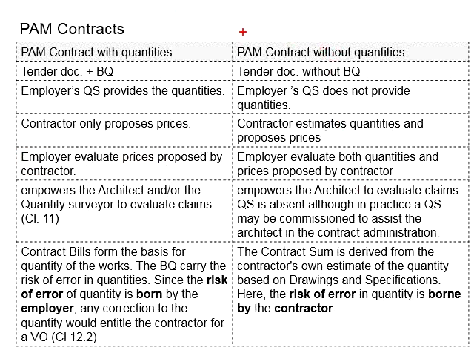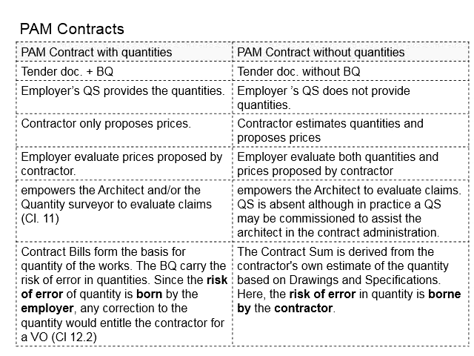Now, for the PAM contract without quantities, the employer will need to evaluate both the quantities as well as the price. You know that when it comes to these quantities, as they are purely estimations based on the design given by the architects and engineers, different quantity surveyors may give different estimated quantities. Although the same set of technical drawings is provided, the estimated quantity might vary slightly.